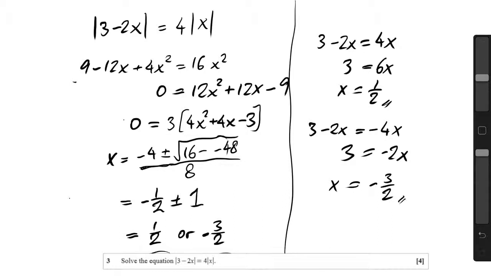So you can use either of the methods. They give you the same marks. It's basically just do whichever that you find the most intuitive or simple.